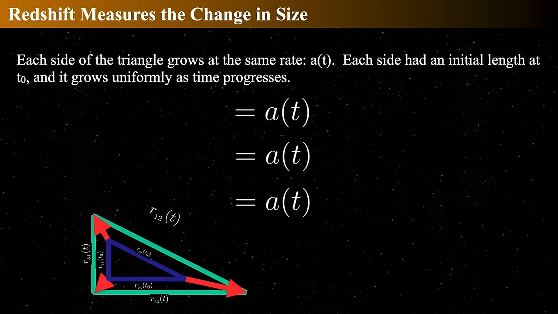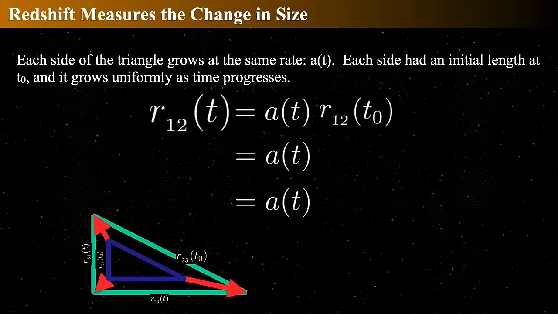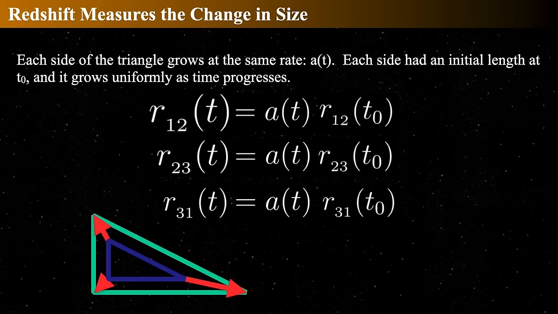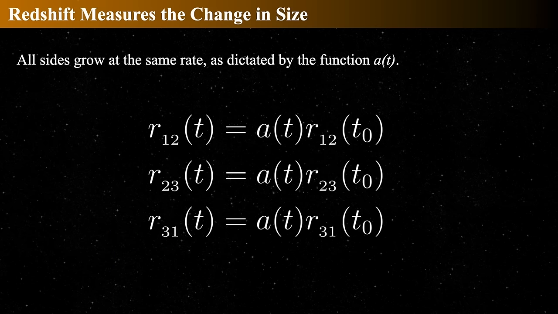So now, let's go through and peel each one of these things and pull them up to their respective places in the equation. I've captured and related all the sides as a function of the scale factor. In each case, the r of t naught is a constant, each of those three on the right-hand side. The size varies due to the scale factor function, a of t, and on the left-hand side is the resultant size after some time t.